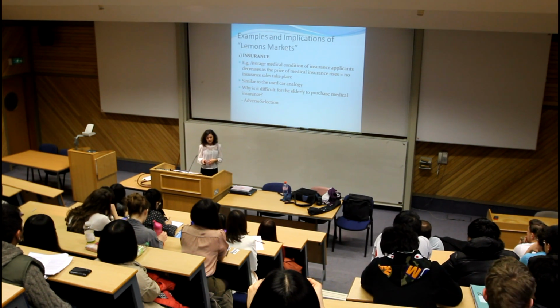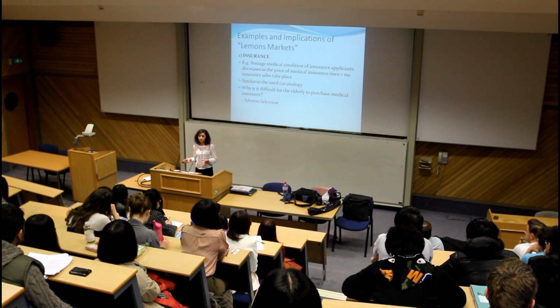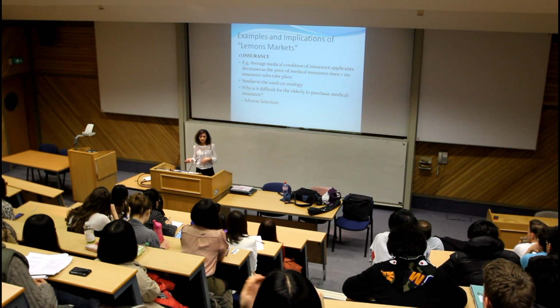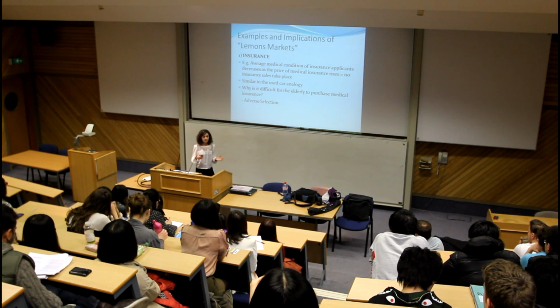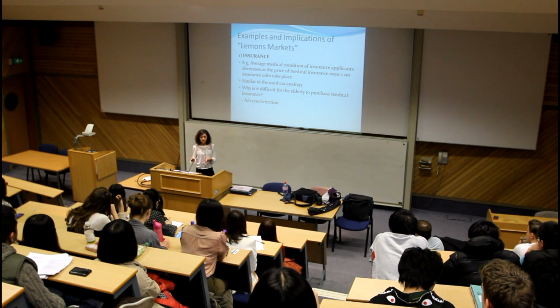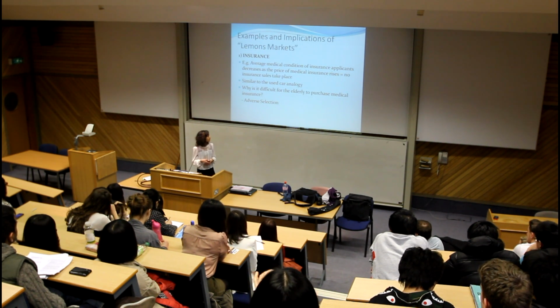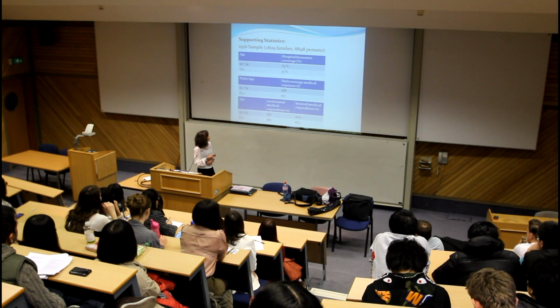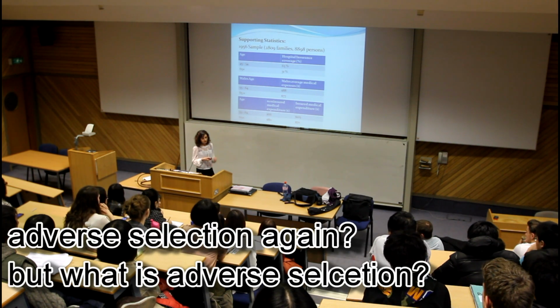increases. It's difficult for elderly people to purchase insurance because people over 65 will find the premiums too high to buy insurance. So only the most pessimistic people will purchase insurance at this price. This is adverse selection again. Here are some statistics to support Akerlof's analogy.